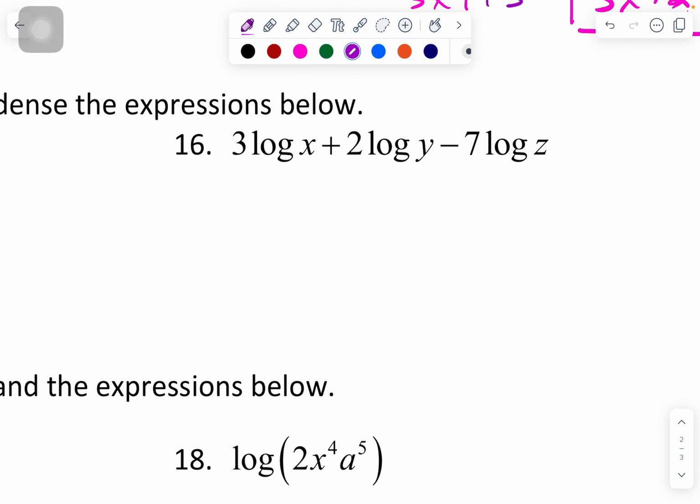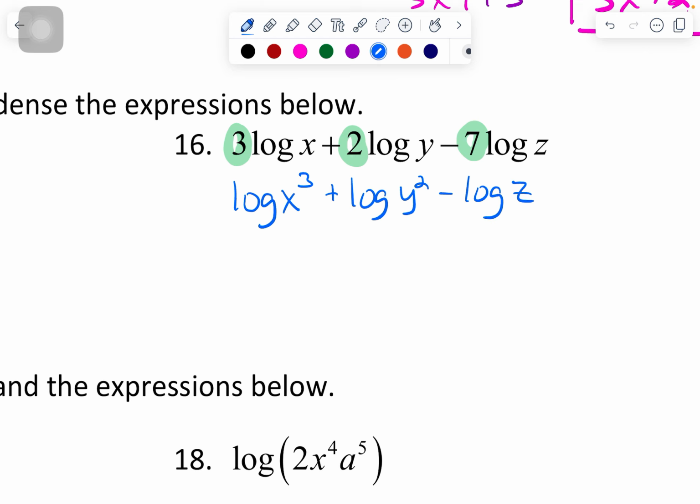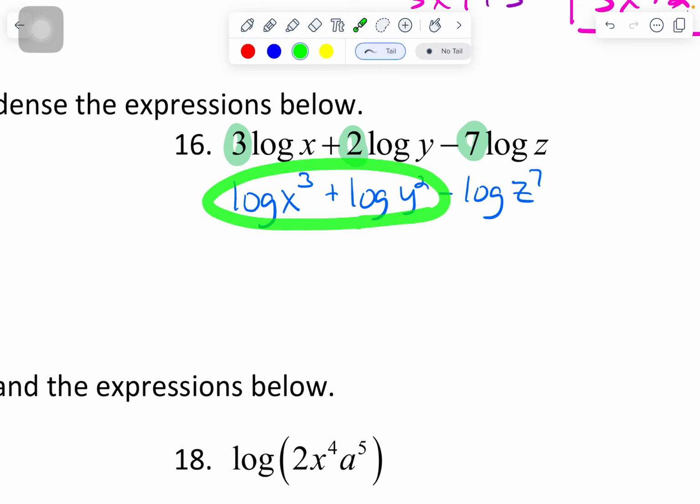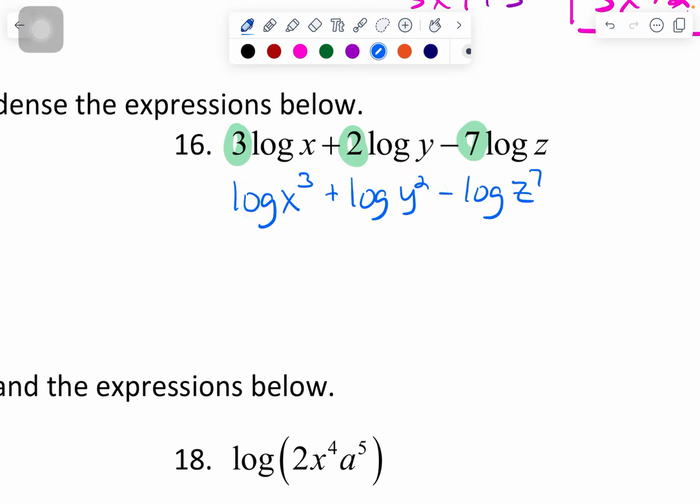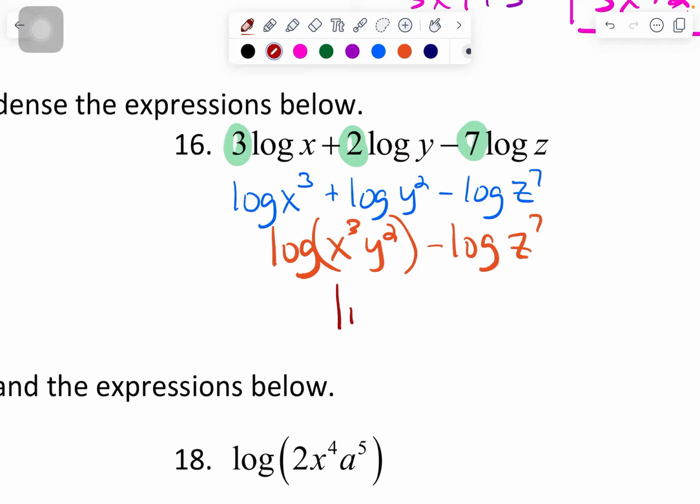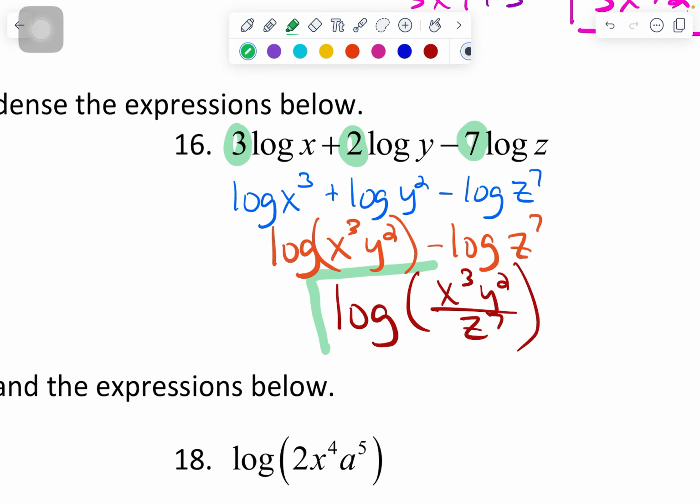Problem number 15, let's do some exponent flights. So that 3 flies, the 2 flies, the 7 flies. So this is going to be log of x cubed plus log of y squared minus log of z to the 7th. The ones that are being added create a multiplication problem. So this is going to be log of x cubed y squared. And then the one that we're going to subtract here becomes the denominator for our expression. So x cubed y squared over z to the 7th. And I will highlight that one as my final answer.